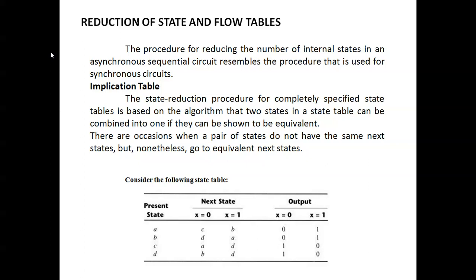To avoid the race, we just add another state. Then it's a race-free assignment. That is what we discussed in previous videos. And here, reduction of states and flow tables.